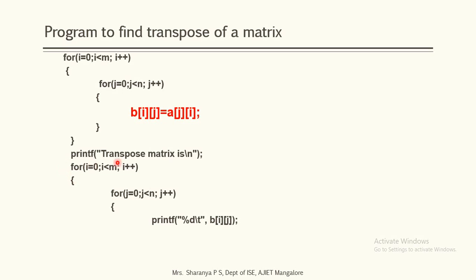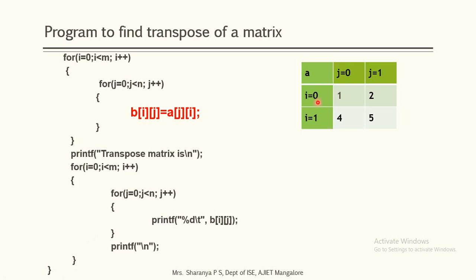I'm not repeating this explanation, which holds good for all the different kinds of programs that we write across the two-dimensional array. So here we are printing the content of B of ij. If you look into the example here, I takes values 0 and 1 and j takes values 0 and 1. That is, the order of the matrix is 2 cross 2, that is 2 rows and 2 columns. And the elements that I have stored in matrix A are 1, 2, 4, 5.